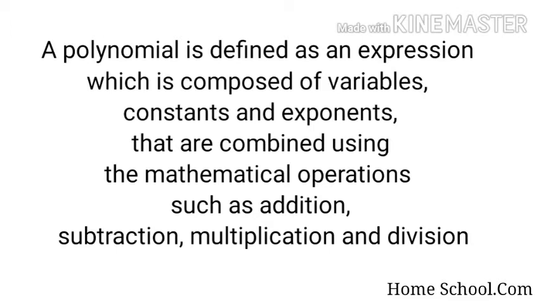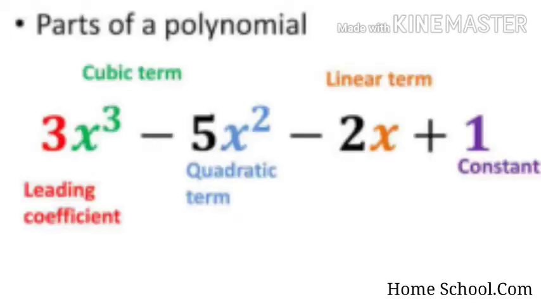Let us understand polynomial. A polynomial is defined as an expression composed of variables, constants, and exponents that are combined using mathematical operations such as addition, subtraction, multiplication, and division. Let us understand the parts of a polynomial. 3x cube is a cubic term. 5x square is a quadratic term. 2x is a linear term. It has no power. Plus 1 is a constant. And 3, 5, 2 are all coefficients, but 3 is the leading coefficient.